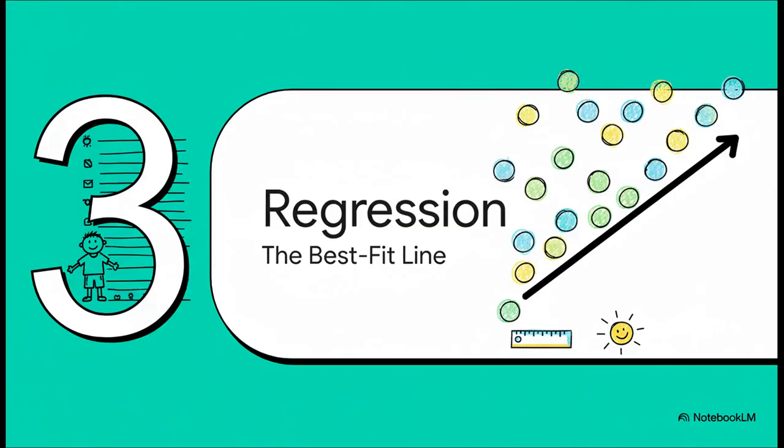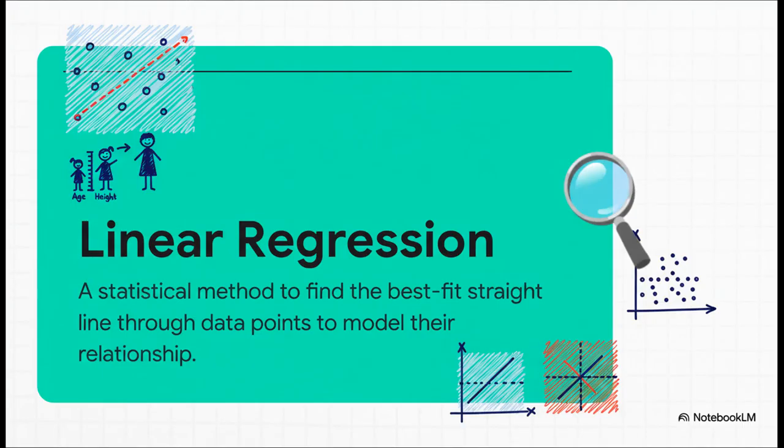Okay, so here's where things get really cool. How do we take that rough visual pattern and turn it into a tool we can actually use for prediction? This is exactly where regression comes in. Specifically, we're talking about something called linear regression. It's a fancy term for a pretty simple idea.